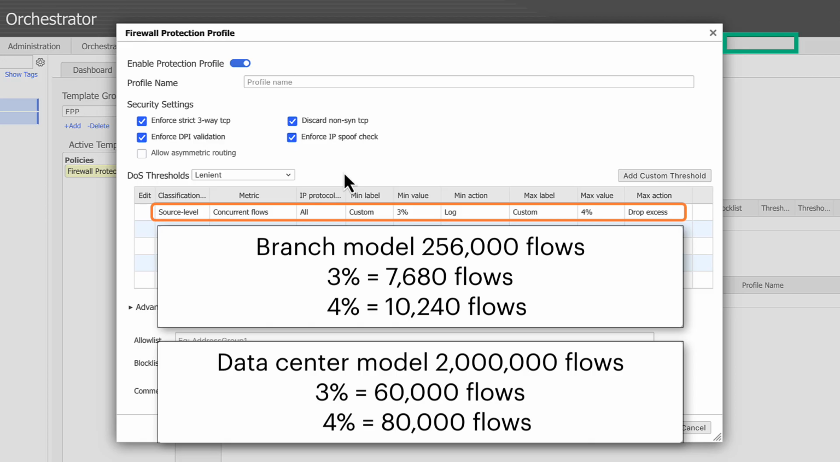At a hub location with a larger 2 million flow model, this would mean a single client now has to generate 60,000 flows before a log is generated, and it would take over 80,000 flows before excess flows would be dropped from that source IP. For these reasons, you may wish to create profiles based on the model class, branch, or hub.